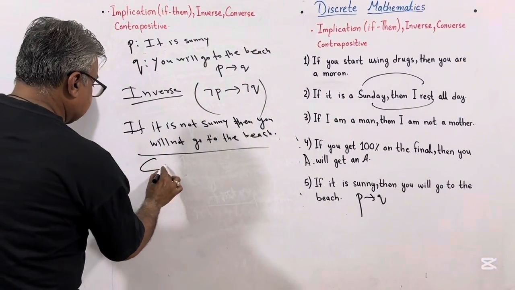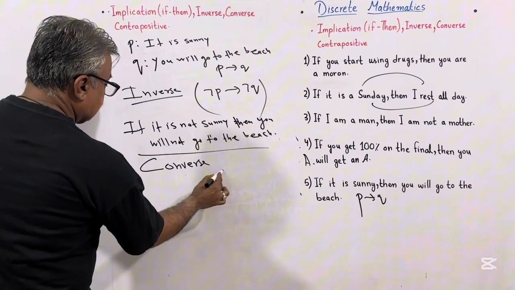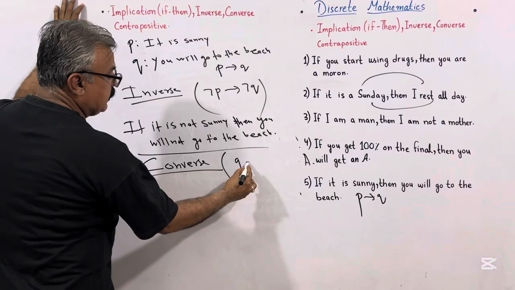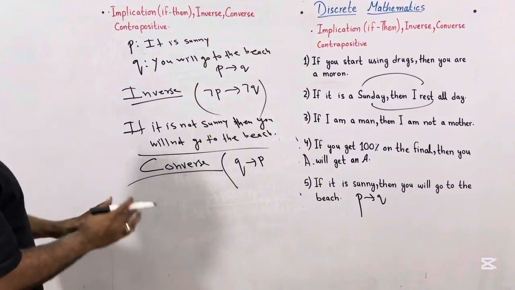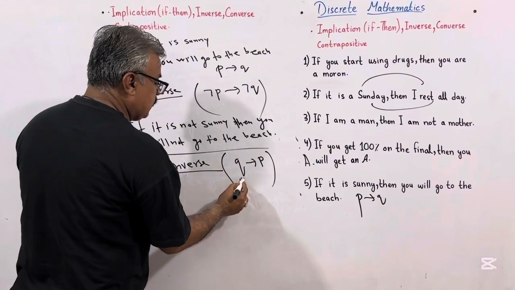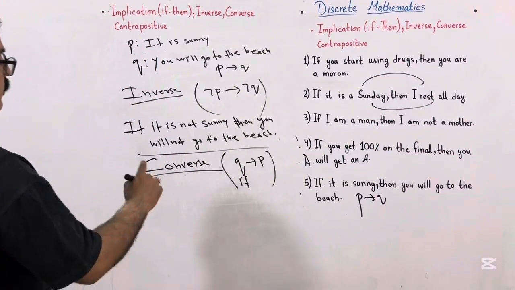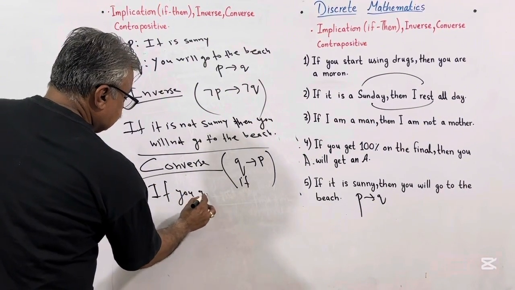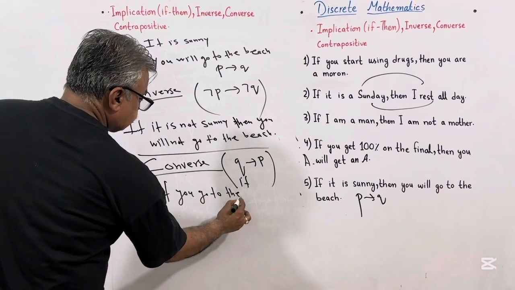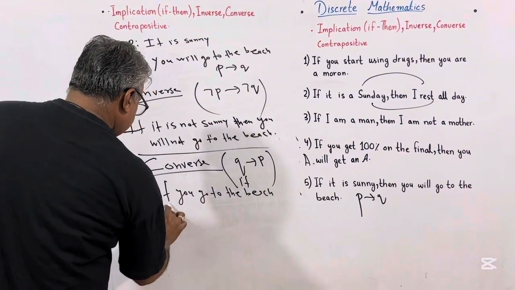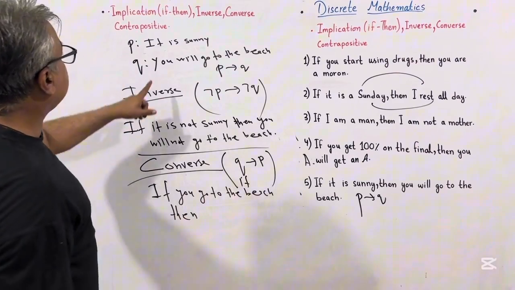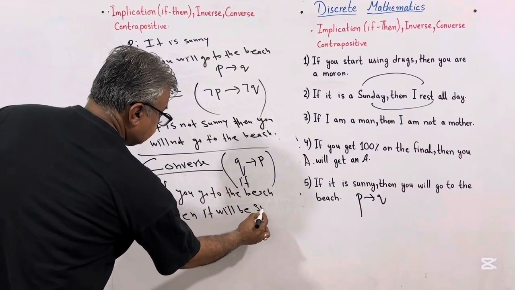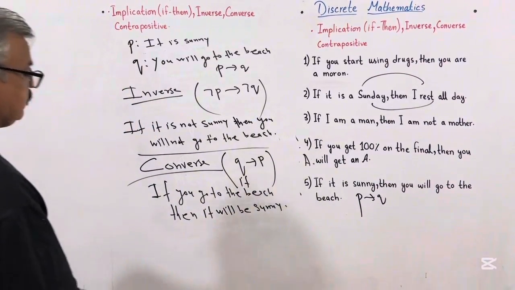What about the converse? P implies Q is a simple sentence. Its converse is Q implies P. Now Q will become the conditional part. If Q then P means, if you go to the beach, then it will be sunny. When the sun will be out.